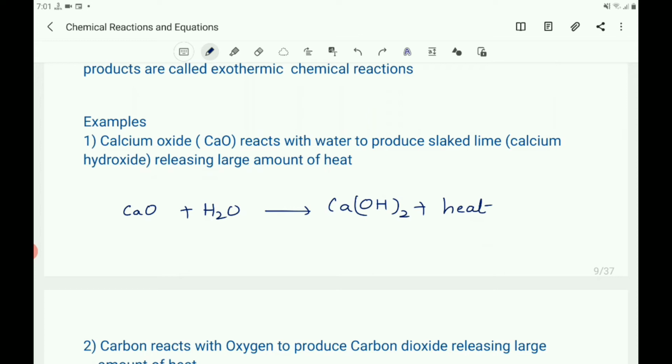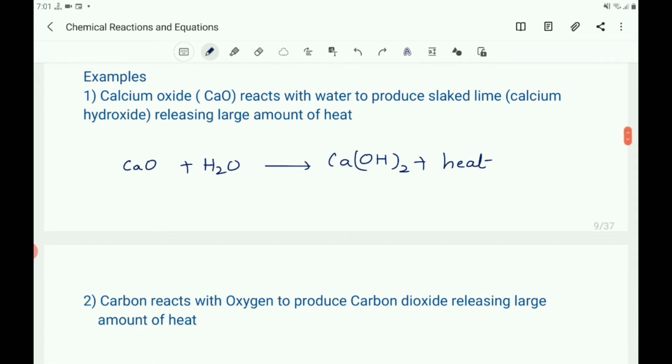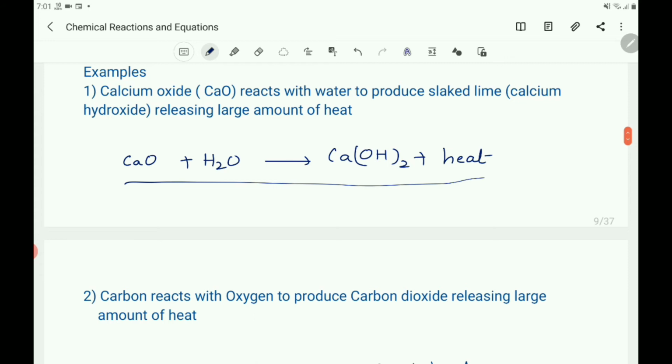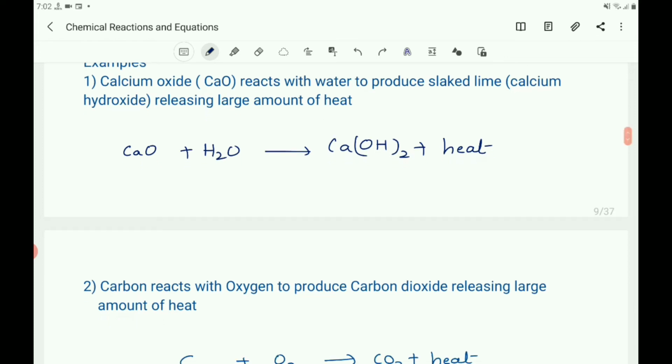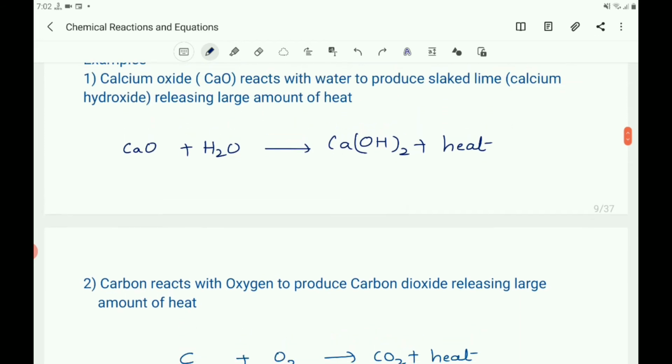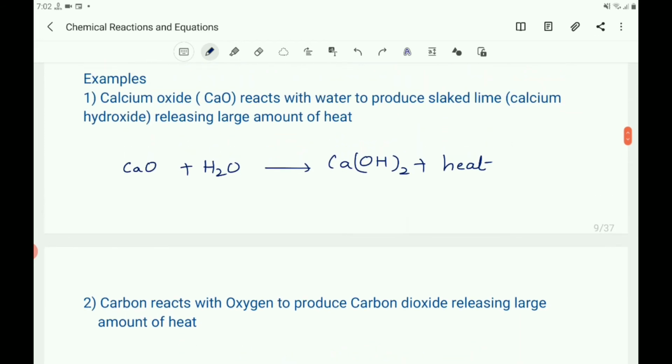Calcium oxide reacts with water to produce slaked lime, that is calcium hydroxide, releasing a large amount of heat. The chemical reaction is as follows. Calcium oxide reacts with water to produce slaked lime, which is calcium hydroxide. In this reaction, a large amount of heat will be liberated. You note down that reaction.